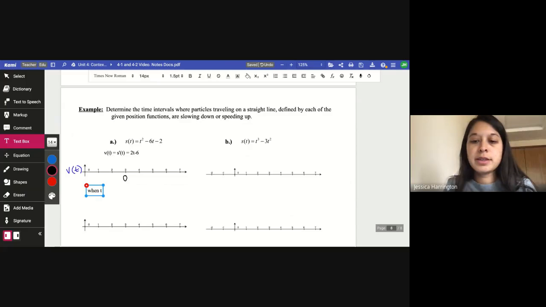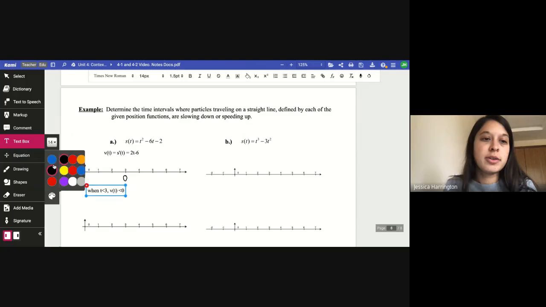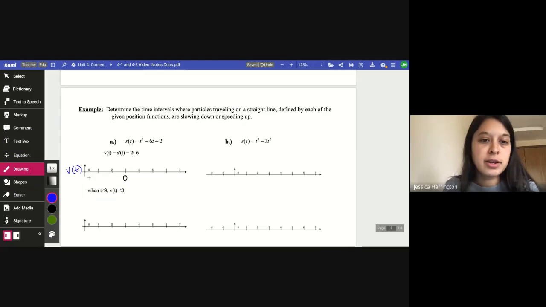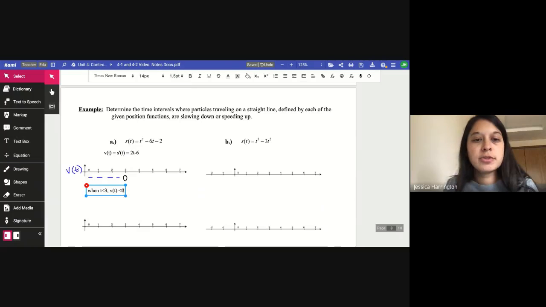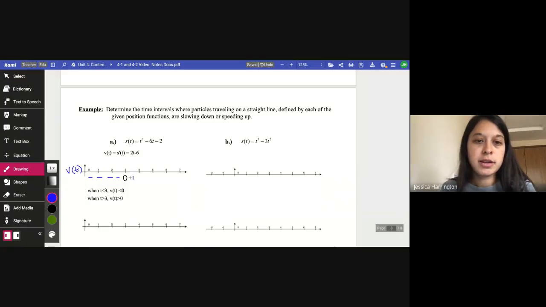When t is less than 3, we can check and see that v of t is also going to be less than 0. So I'm going to come in here and put some negative signs to show that it's negative. Okay, and then we know that the opposite is true here: when t is greater than 3, v of t is greater than 0. The velocity is greater than 0 if I plug in a number that's greater than 3. So I'm going to come over here and label the side of 3 with positives.